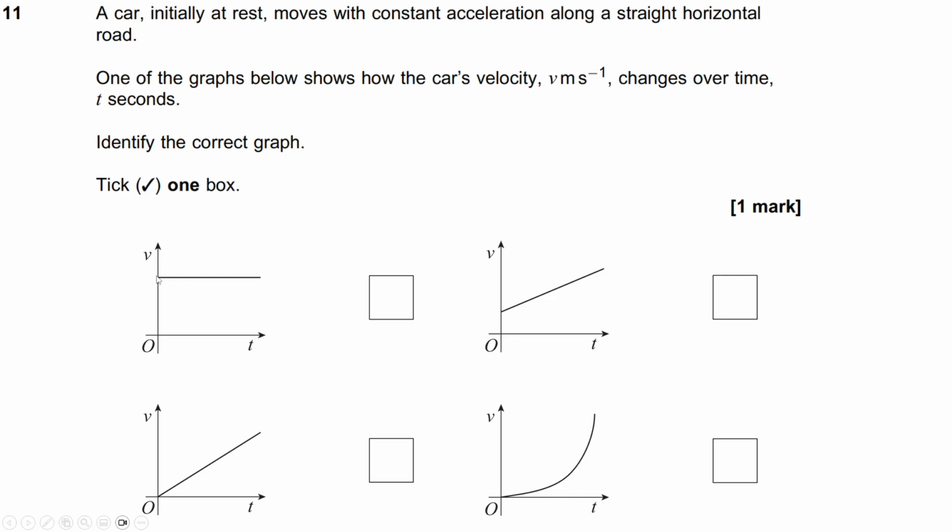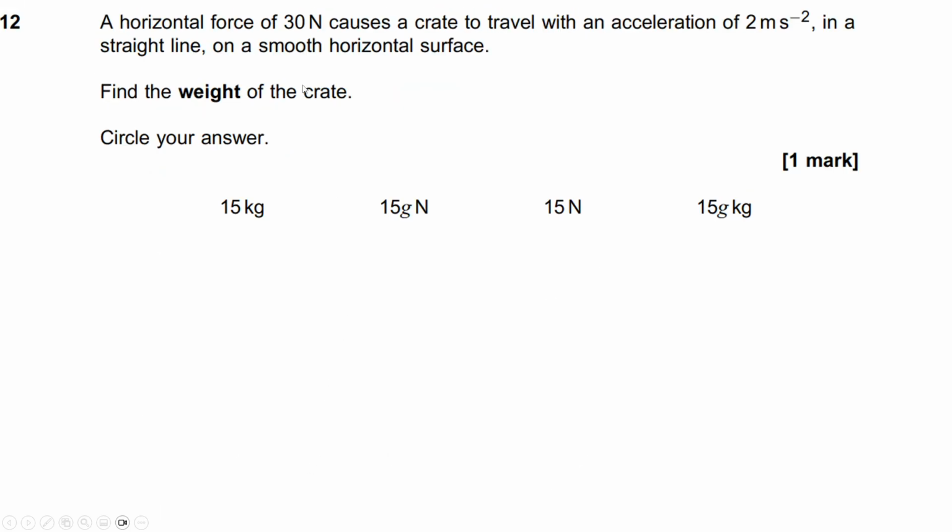This here isn't accelerating, it's staying at the same velocity, which means it has to be either this one or this one, because there's a gradient on a velocity-time graph, and the gradient of velocity over time is acceleration, so we must have acceleration. It could be this one here, but the problem is that it doesn't begin at rest. It begins up here. This one does, but it doesn't accelerate uniformly, so that leaves us with just this one. So that's the answer.